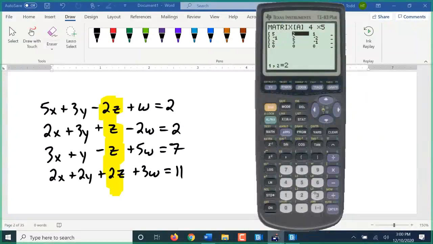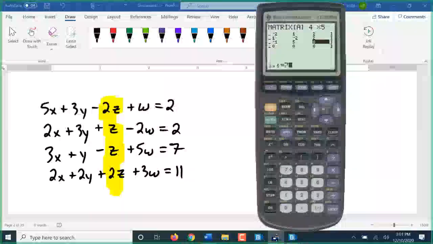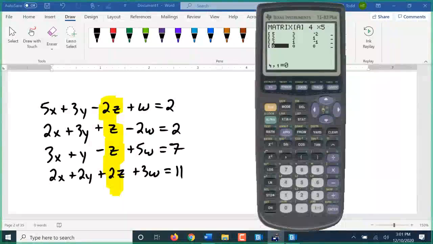5, 3, -2, 1, and 2. 2, 3, 1, -2, 3, 1, -1, 5, and 7. 2, 2, 2, 3, and 11. So there's the matrix with all our values in it.